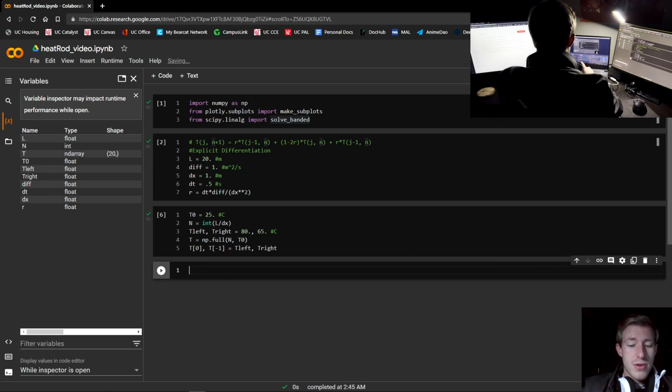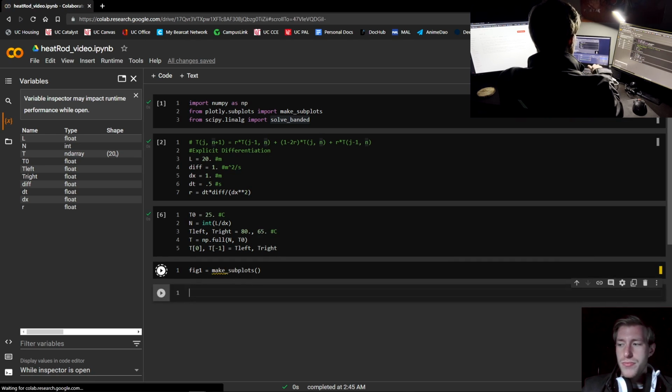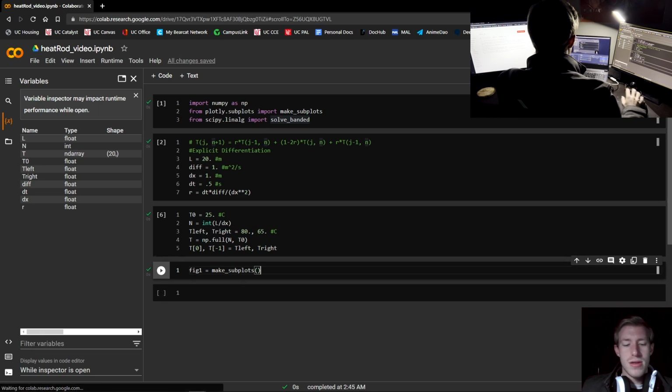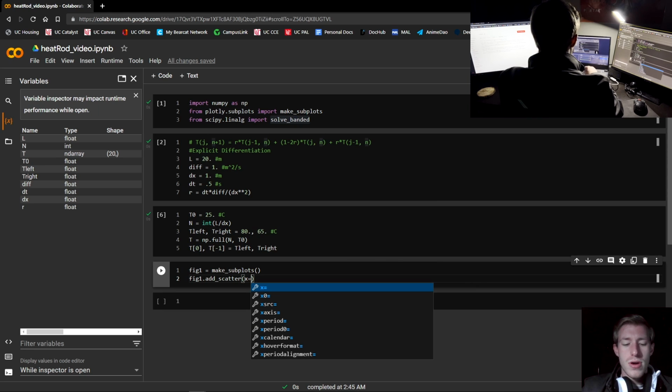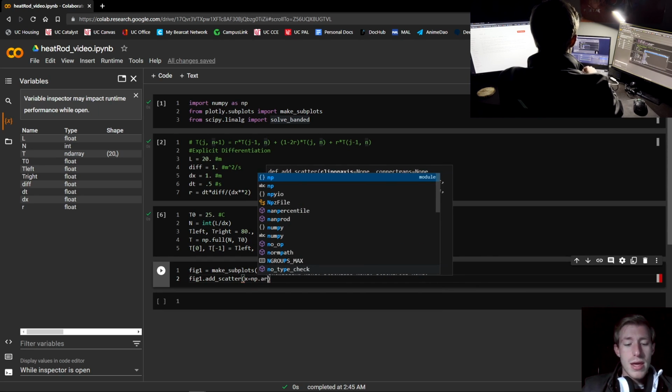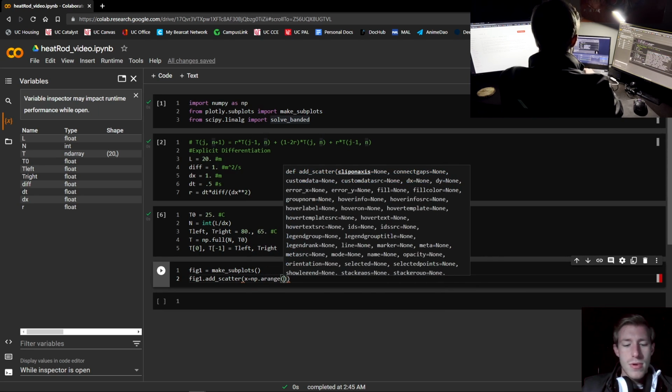We can actually plot this really quickly. So I'm going to do fig1, just to show you what our temperature bar looks like graphically. It's going to be equal to make, not nmake, just make underscore subplots. And then we're going to run fig1 dot add underscore scatter. And we're going to want x to be equal to, well, we just want a range, so np arange from n.